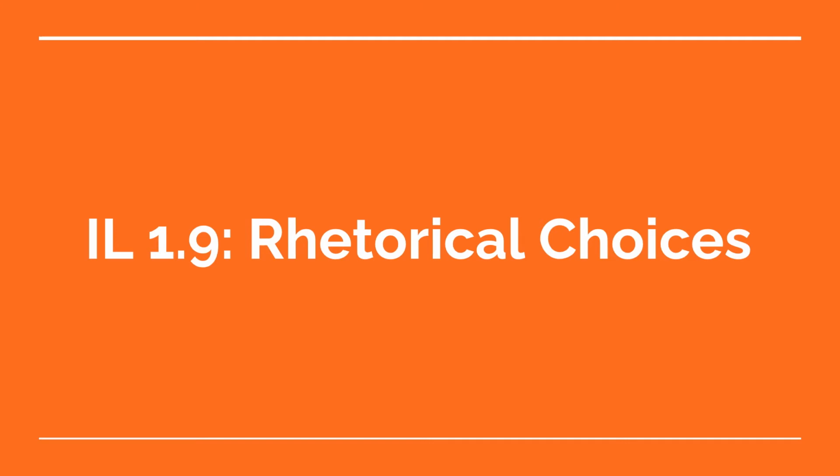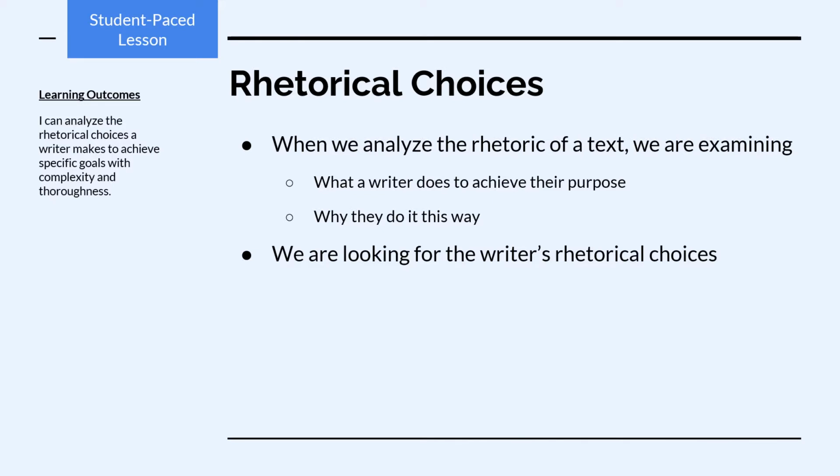Interactive Lesson 1.9, Rhetorical Choices. When we analyze the rhetoric of a text, we're examining what a writer does to achieve their purpose and why they do it this way. We're essentially looking for the different choices that a writer makes.